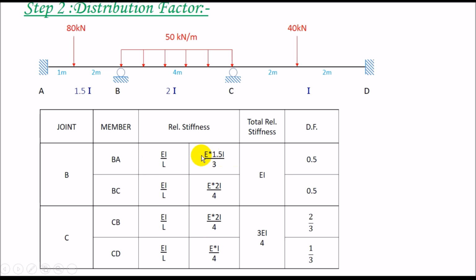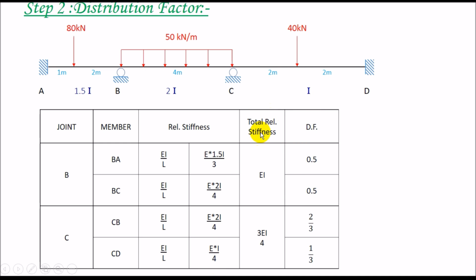So for BA it is E into 1.5 I by L. L is the member length. For BC it is E into 2I by L, where L is again the member length of BC. For CB it is E into 2I by L, that is 4, and for CD it is E into I by L.